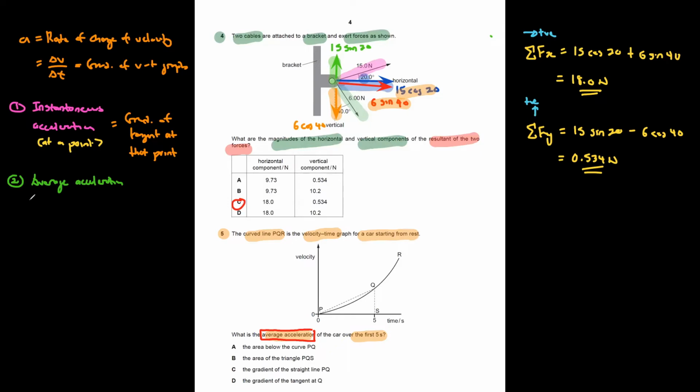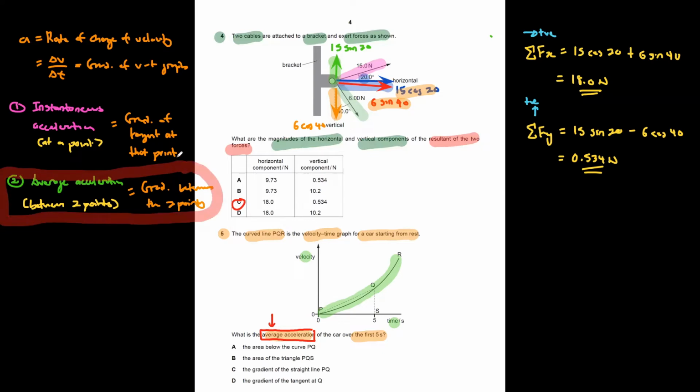Okay, but when it comes to average acceleration between 2 points, you won't take the gradient of the tangent at a particular point. You actually take the gradient between the 2 points. So in your case, your question is actually asking you average acceleration here. So this is your velocity time graph, like this, all right? You're not being asked about instantaneous acceleration. Instead, you're being asked average acceleration, which is between 2 points.